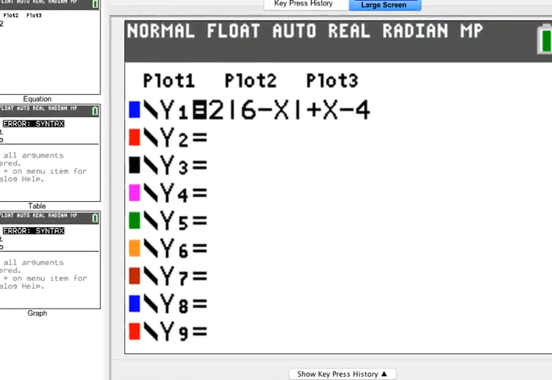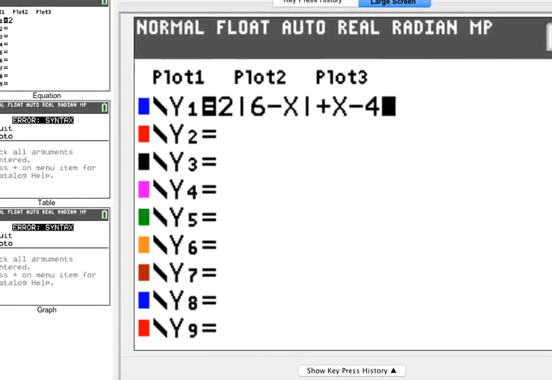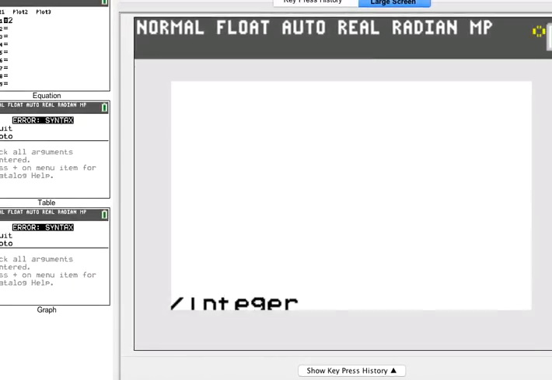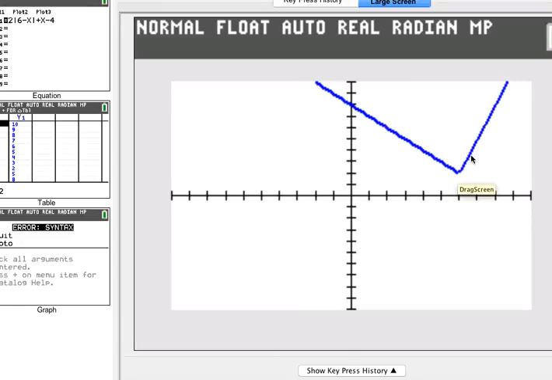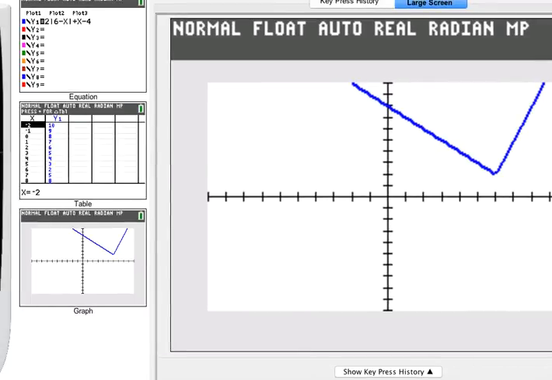And then if I just hit zoom 6, I'll get it on my graph. And there we go. There's our slope of -1. There's our vertex of 6, 2. And there's our slope of positive 3, right? So we do get this weird looking backward Verizon sign thing. But that's what our graph is.